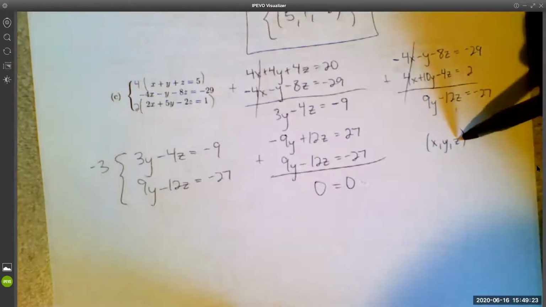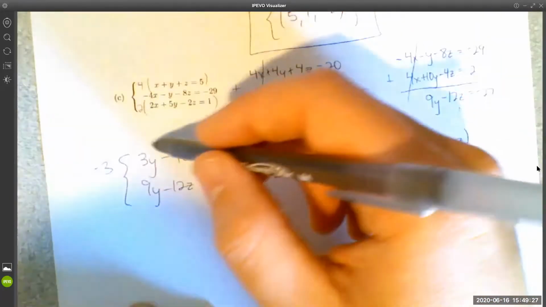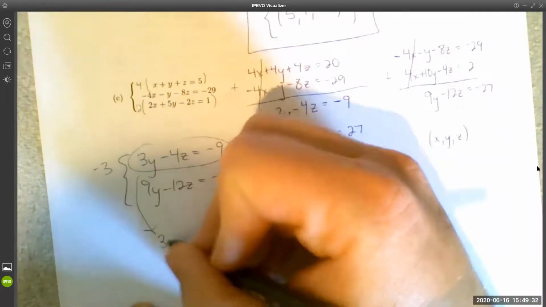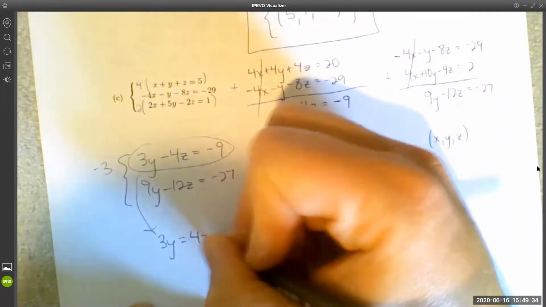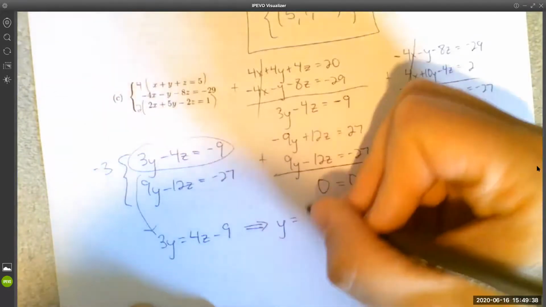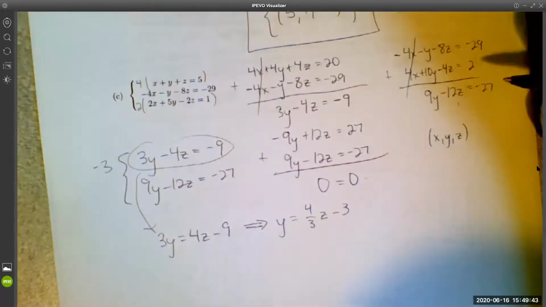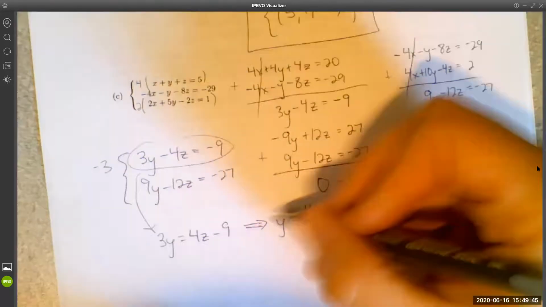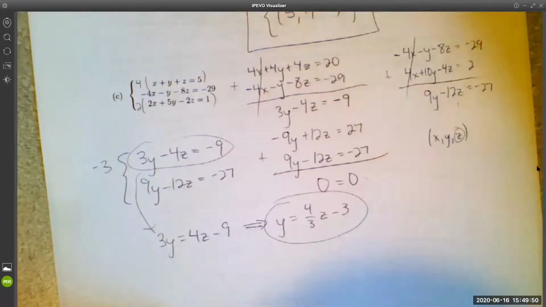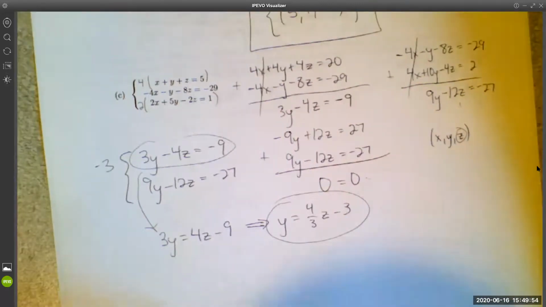So we're going to let z be itself. Well, now let's solve for y in terms of z. I'm going to take this one and solve for y. I'm going to say 3y equals 4z minus 9. That means y equals 4/3 z minus 3. Okay, so I've got y. I'm just going to let z be itself, right? So I've got z, I've got y. Let's figure out what x is.